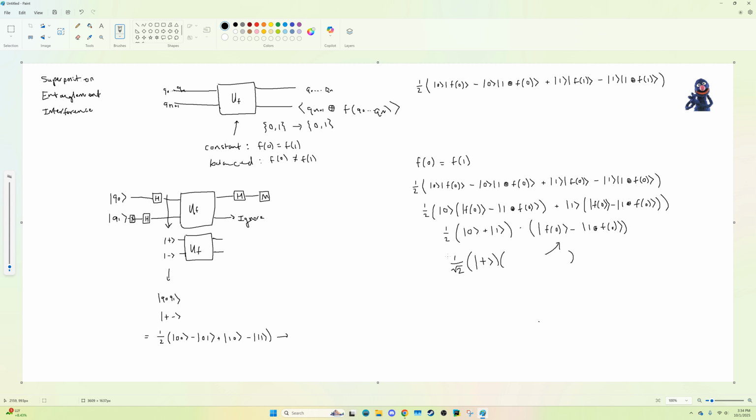Now actually first you apply Hadamard after the state. Once you apply Hadamard, then you're going to get 1 over square root of 2, and plus becomes a 0. When you apply Hadamard and you measure, you're going to get a 0 in the top qubit with certainty. And if you get a 0 in the top qubit, that means the function is balanced.